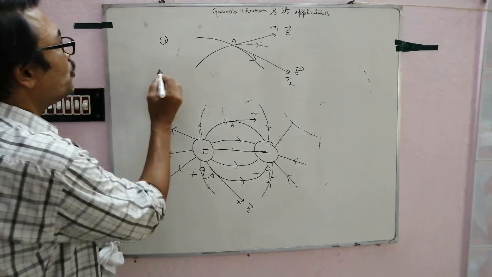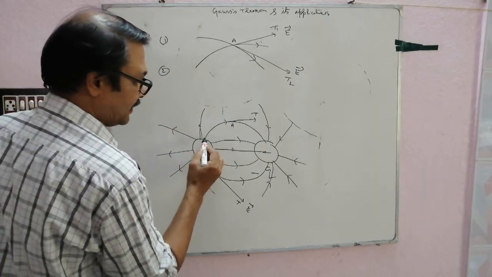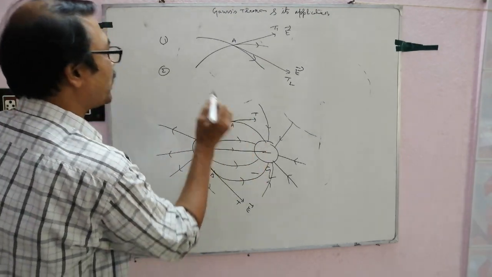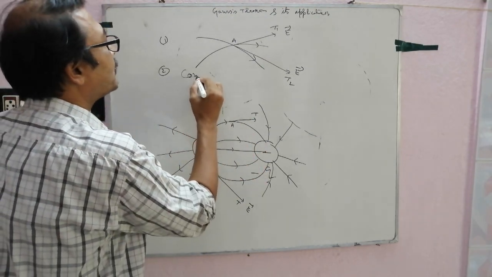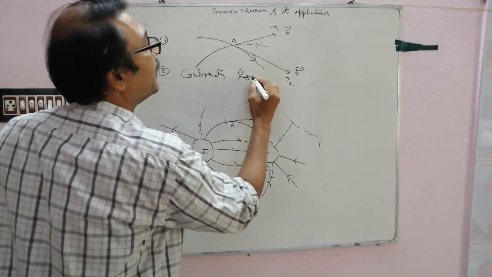Number 2, mainly, we say that electric field lines contract longitudinally.